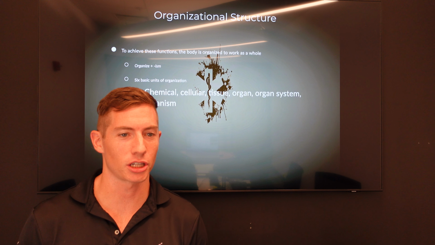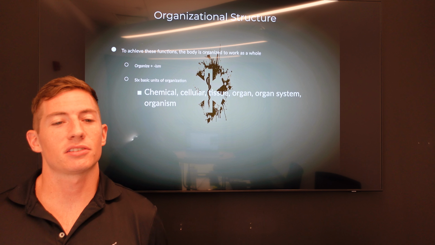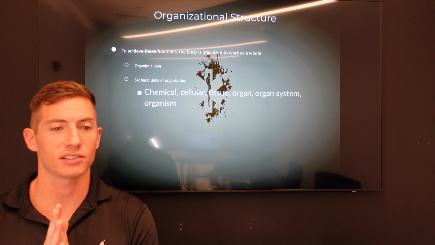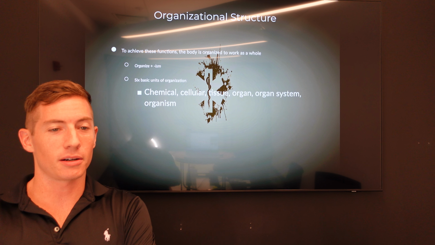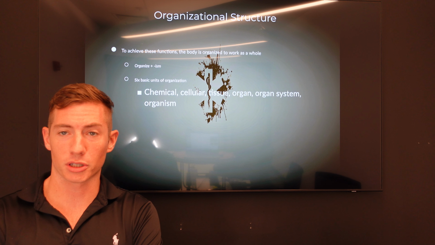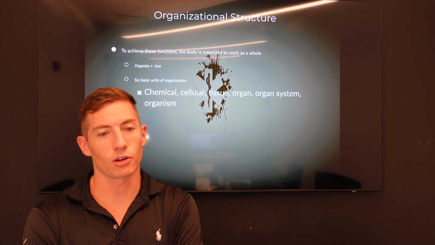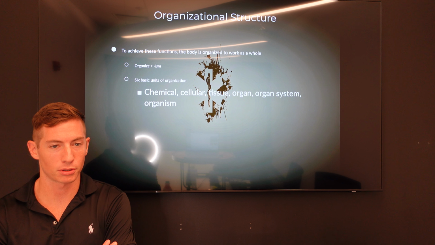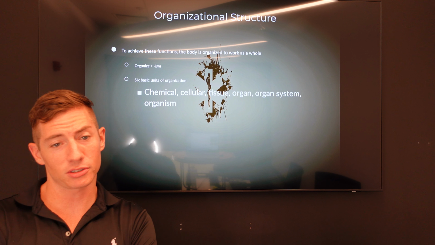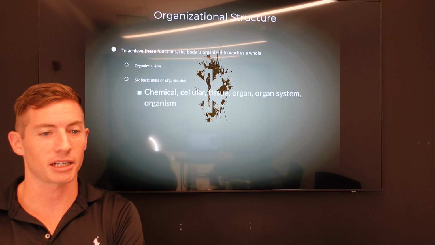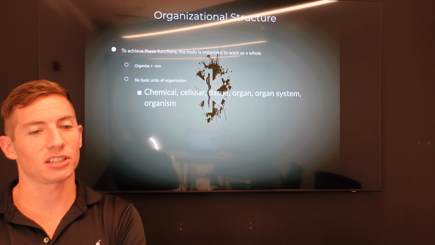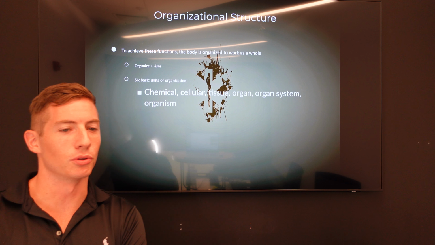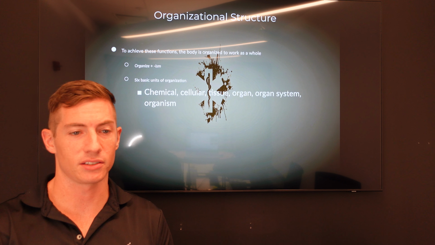So, organizational structure. To achieve the functions listed previously, the body is organized to ensure organisms work as a whole. Organism comes from the word organize, which indicates that organization is crucial in the body. The levels of organization progress from the simplest, chemical, to the most complex, the body as a whole. There are 6 basic units of organization. We have chemical, cellular, tissue, organ, system, and organism.